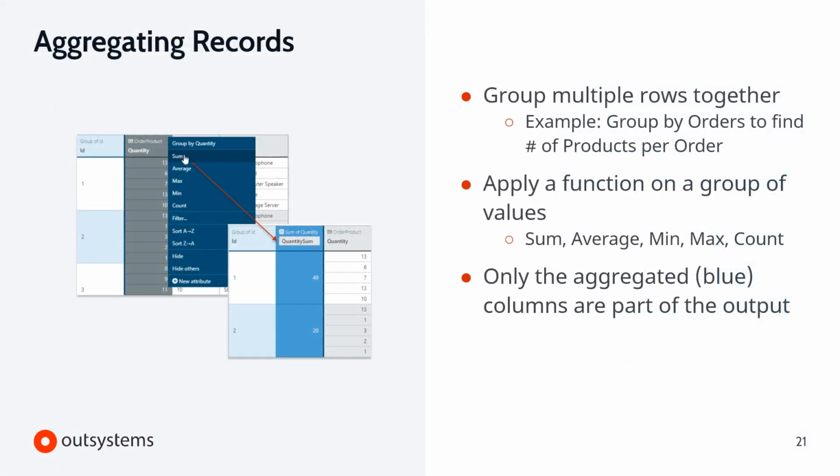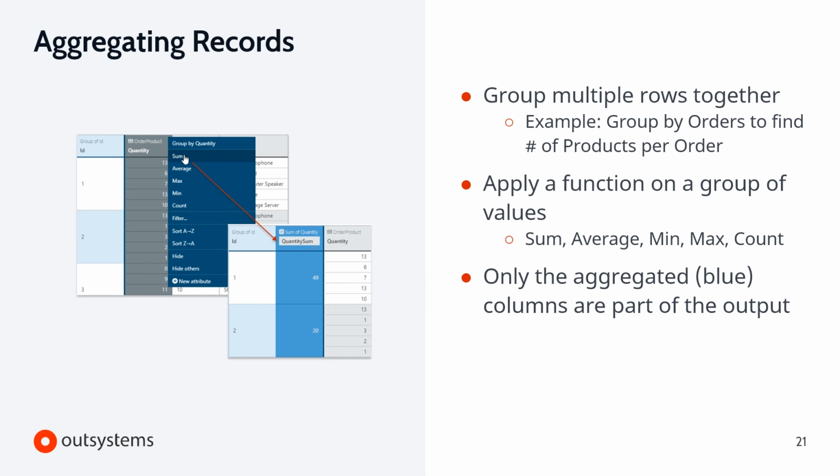Finally, we can also perform aggregation on the rows fetched by the aggregate. One of the aggregations we can do is to group multiple rows together. For example, we can group the orders being fetched and then calculate how many products are part of that order. To calculate the number of products, we can apply a sum function on the quantity attribute. Since the results are grouped per order, we will get the total per order as well.